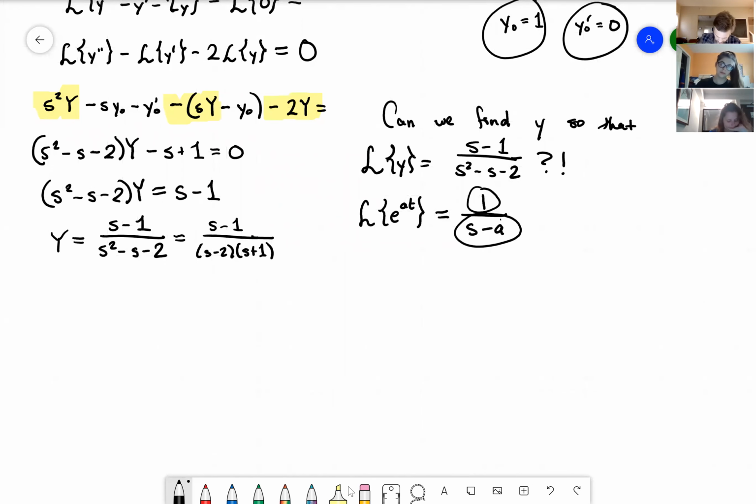If we can get those to be constants, then using linearity, we can pull that out. Well, of course, we already know a technique for doing this, and that is partial fraction decomposition. So if we set this fraction, s minus 1 over s minus 2 times s plus 1, equal to A over s minus 2 plus B over s plus 1, then we can solve this thing using partial fraction decomposition.